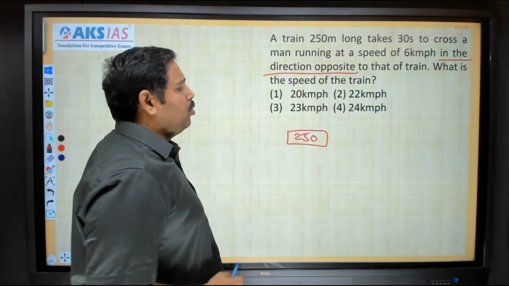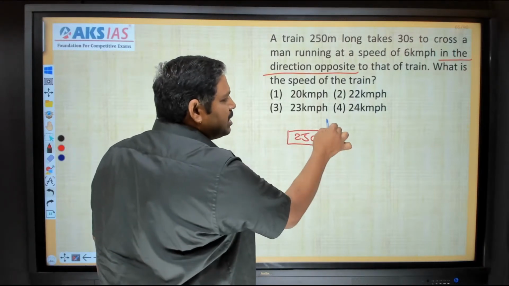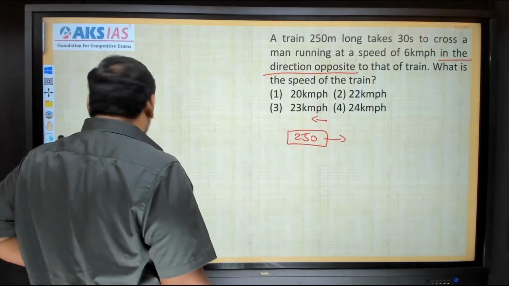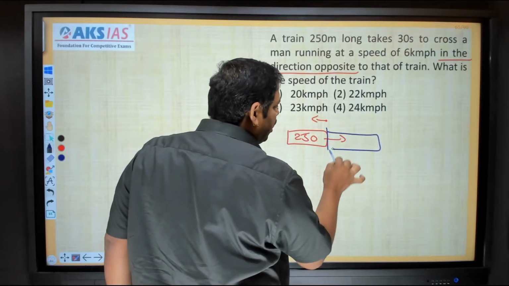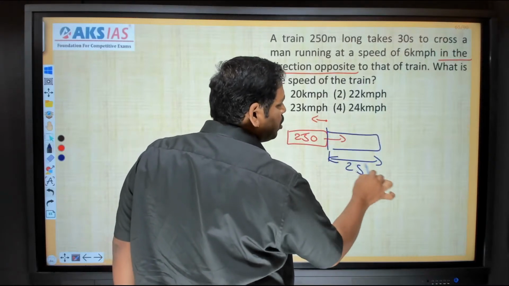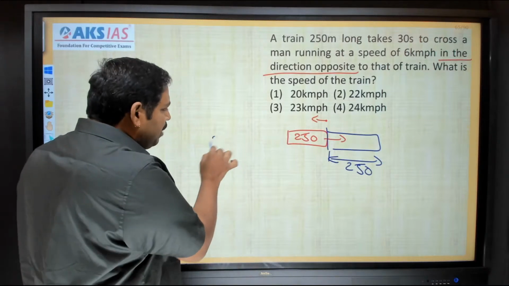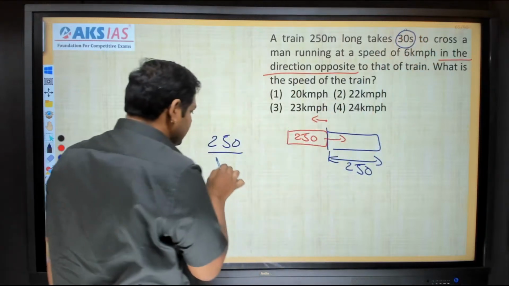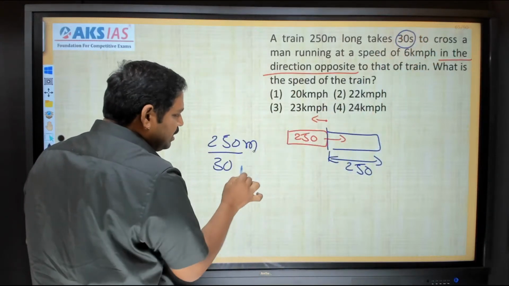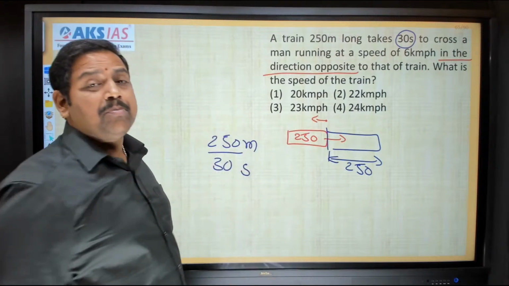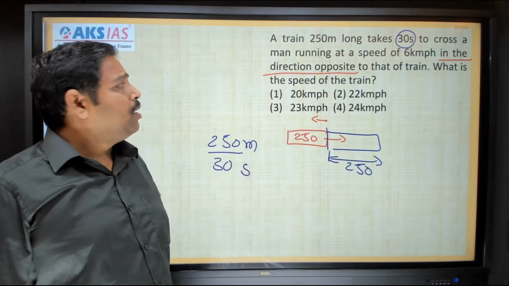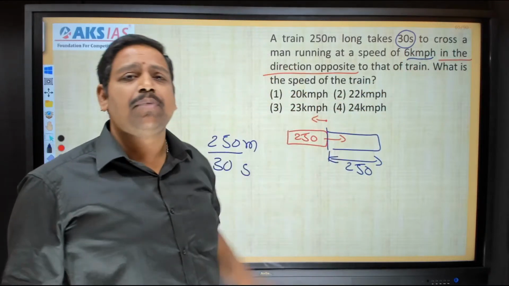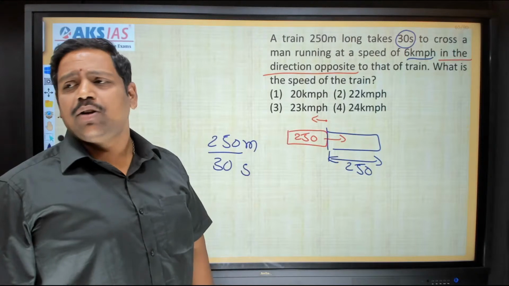The train is moving in this direction, the man is moving in this direction, but I'll imagine the man at rest. If I imagine the man at rest, then the train has to cover the same distance as its length, that means 250 meters. This 250 meters it covered in how much time? 30 seconds. So this is in terms of meters, this is in terms of seconds, that means it is in terms of meters per second. But the speed is in terms of kilometers per hour, so I am converting meters per second into kilometers per hour.